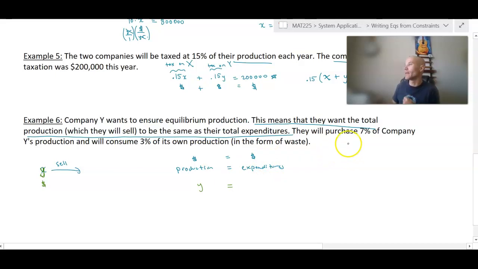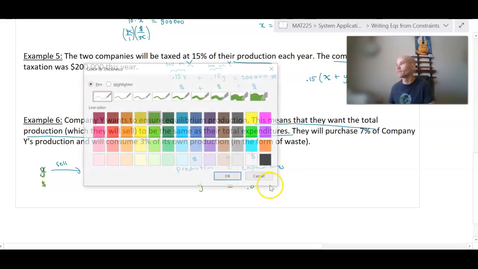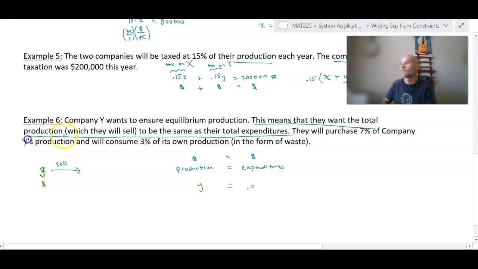Well, what are they going to spend money on? They're going to purchase 7% of company X's production. Sorry, this should read company X. So they're going to purchase 7% of company X's production. Okay, and so if company X produces $100 worth of product, they're going to buy $7 worth of it. And they will consume 3% of its own production.